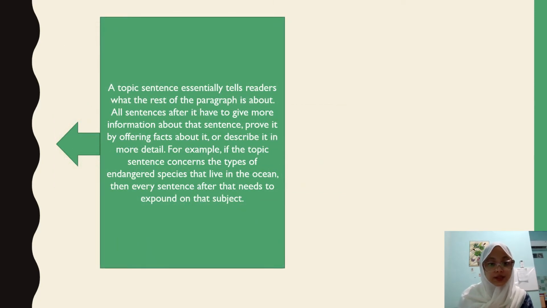A topic sentence essentially tells the reader what the rest of the paragraph is about. All sentences after it have to give more information about the sentence, prove it by offering facts about it, or describe it in more detail. For example, if the topic sentence concerns the types of endangered species that live in the ocean, then every sentence after that needs to expound on the subject.